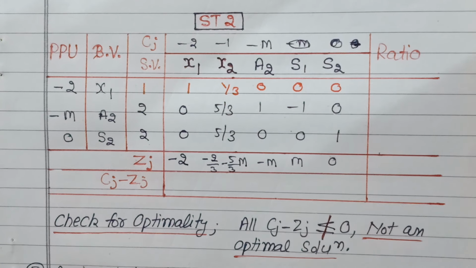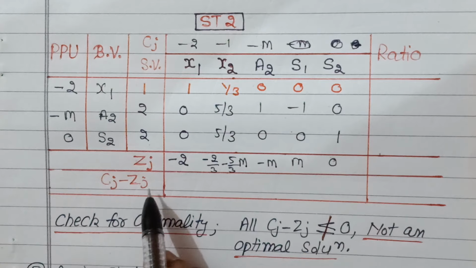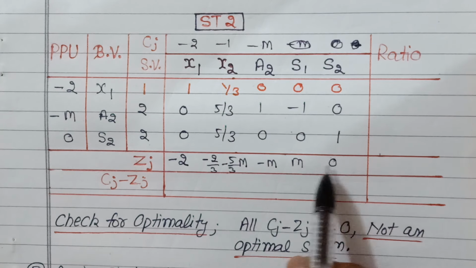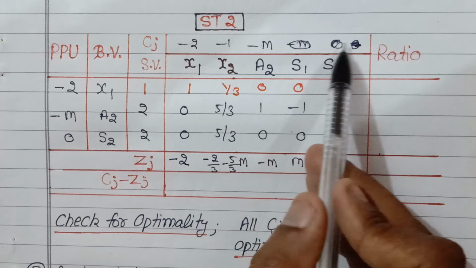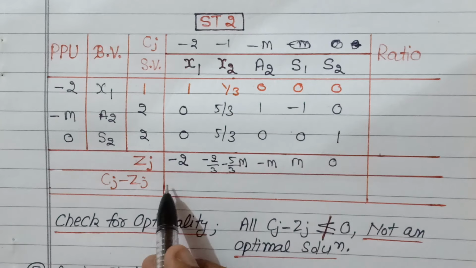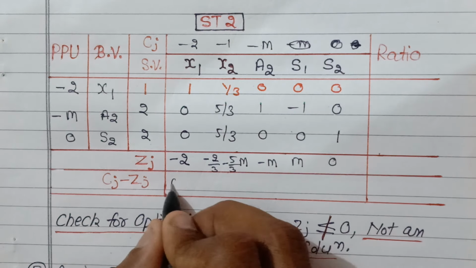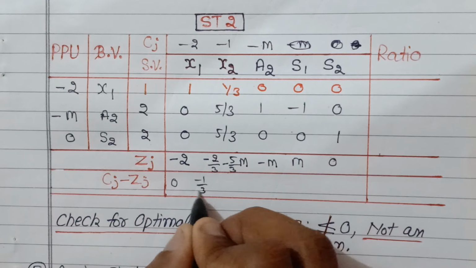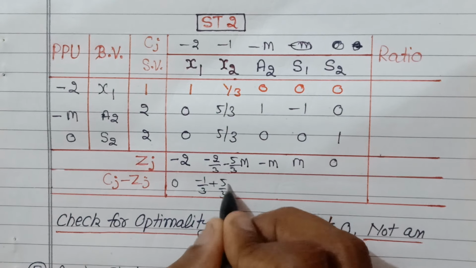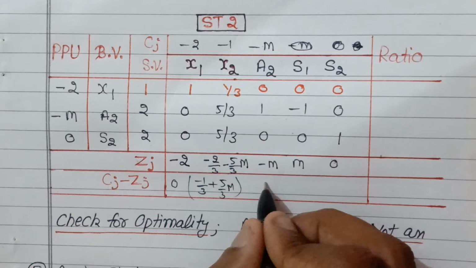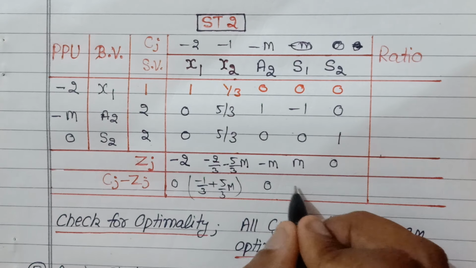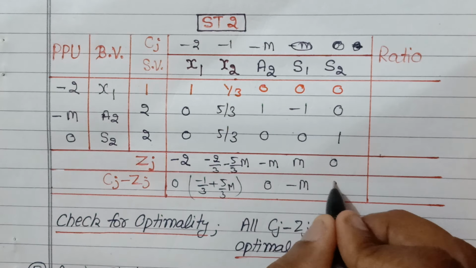Okay, now we will find the value of Cj minus Zj. If you subtract these values from these values, we can have the values of Cj minus Zj. After solving, we have the values as 0, minus 1 by 3, plus 5 by 3 M. This value will be 0, this value will be minus M, and this value is 0.